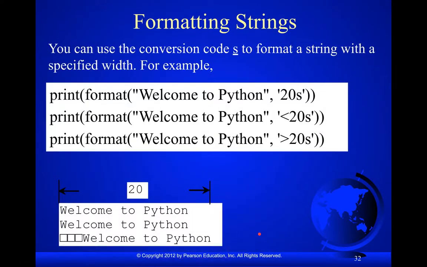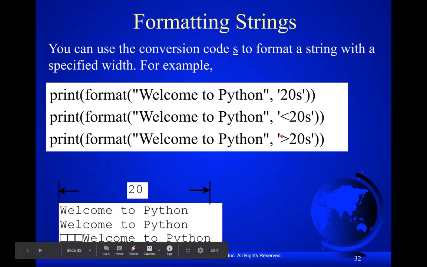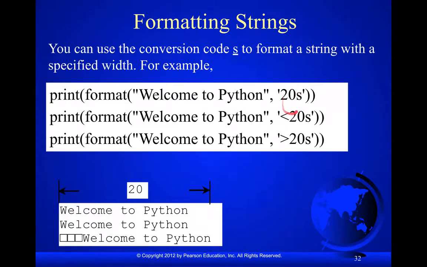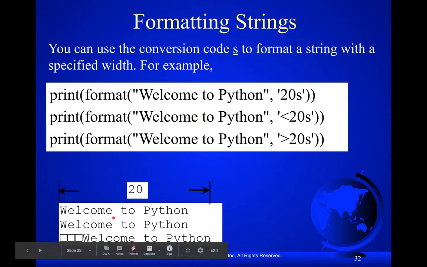And you can also format strings the same way. You have the S here, and this is the left and right justified, and this tells you how long you want that string to be character-wise. So it'll add white spaces in front or behind, depending on how you justify it.